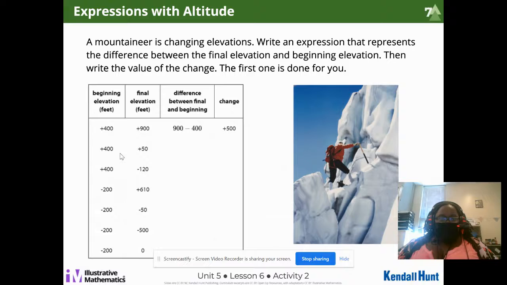Okay, here we go. So again, you're finding the difference, guys, which means that you're subtracting. They gave you the first one. We're talking about mountaineers changing elevation. Write an expression that represents the difference between the final elevation and beginning elevation. Then write the value. So we started at 400. We ended at 900. So they are subtracting the second column from the first. So 900 minus 400 gives you a change of 500. And you guys are going to do the same thing for the rest of the rows.